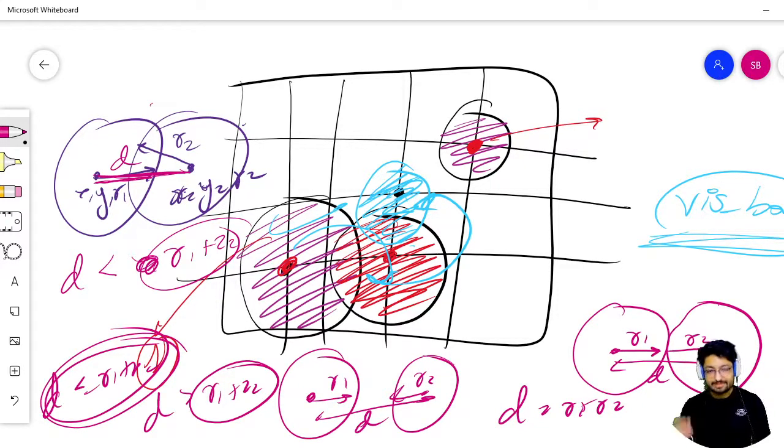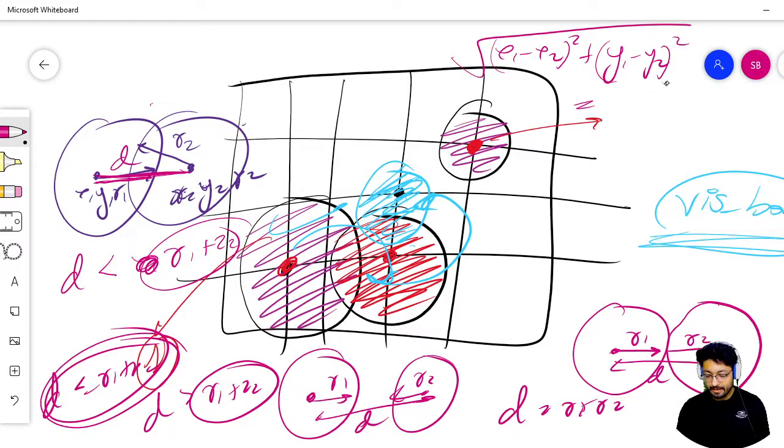Now the d is the distance between them. So d actually means the distance between the two coordinates. So the distance between two coordinates is x1 minus x2 whole square plus y1 minus y2 whole square, under root of that. That is the distance between them, and that should be compared with r1 plus r2.